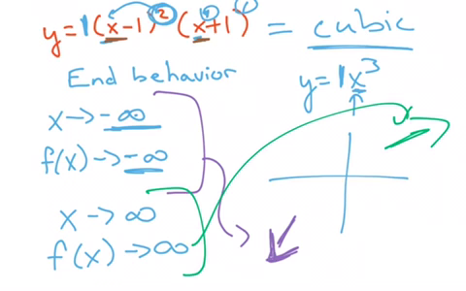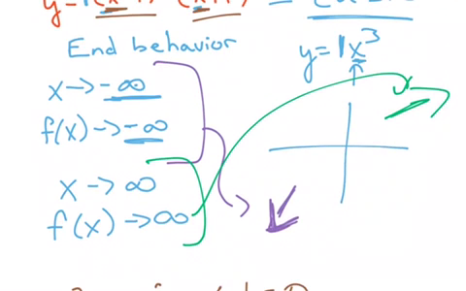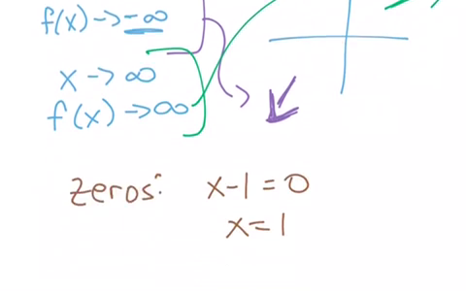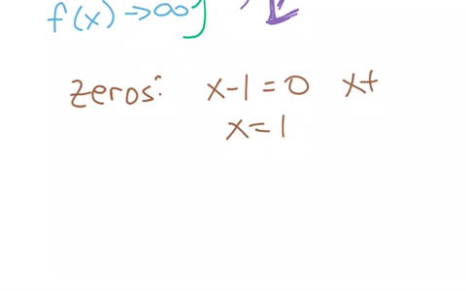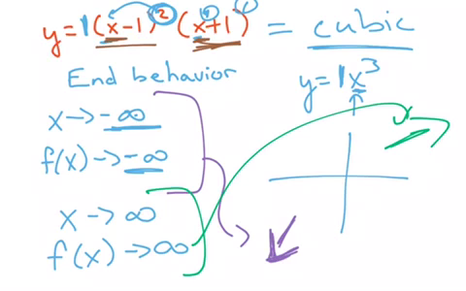How do I know that? Well, you could just plug it in. But because these are quantities, we can set each of them equal to 0. If I say x minus 1 is equal to 0, I get x equal to 1. And the other part is x plus 1. If I set that equal to 0, you get x equal to negative 1. But there's more to this story, because this factor is squared, whereas this one is just x plus 1.